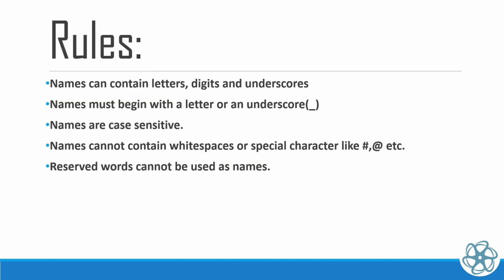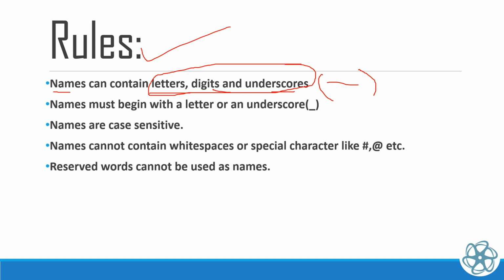There are certain rules to write variables. We can't simply name a variable any way. So how can I write a variable? Variable names can contain letters, digits, and underscore only. Other than these three things, we can't use any other characters. I can use letters, digits, and underscore.